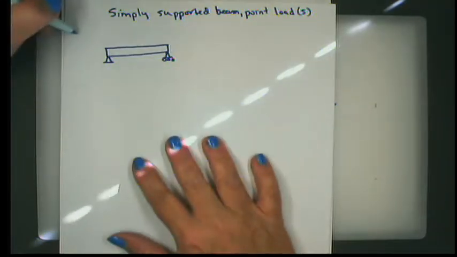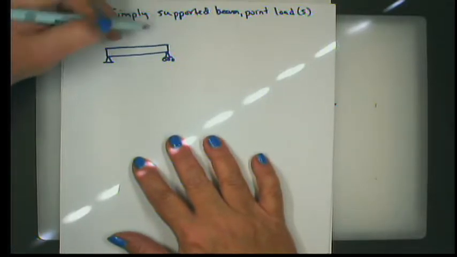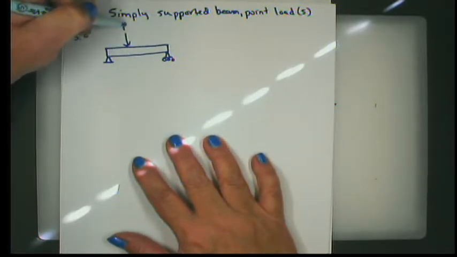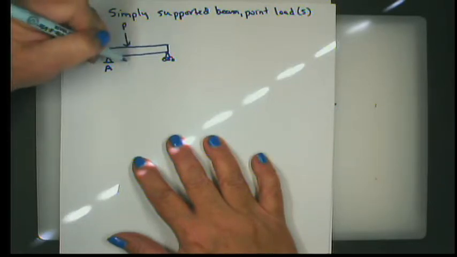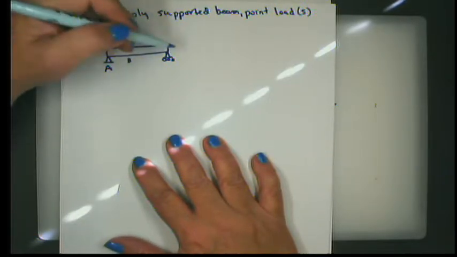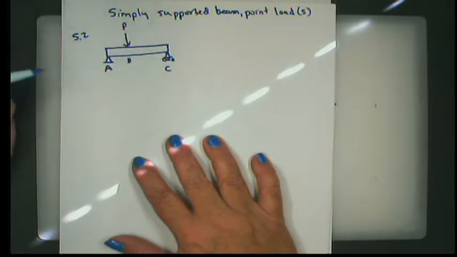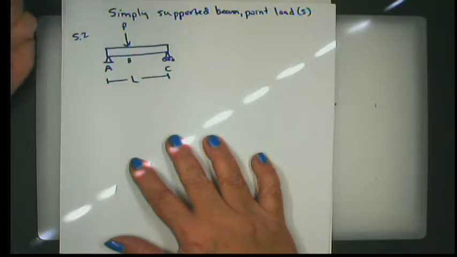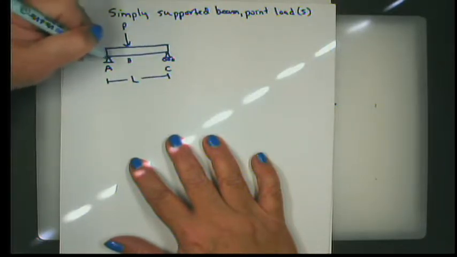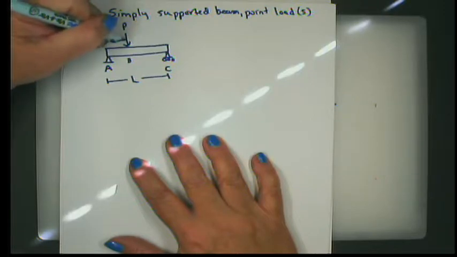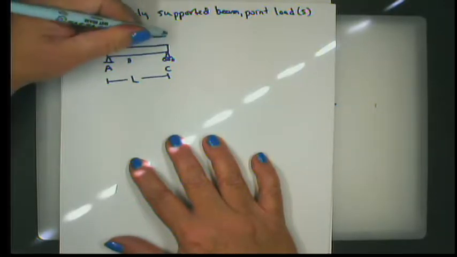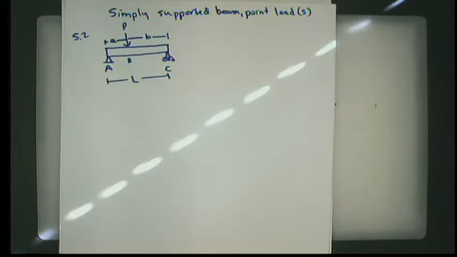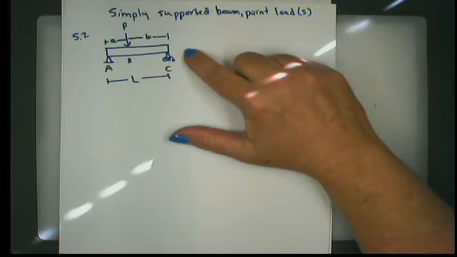Let's look at number 5.2. And we have a point load here. This is called point A. The place where the point load is applied is B, and the end point is C. The entire length of this beam is just given the variable L, and the distance from here to here is called small a, and the distance from here to here is called small b. All right, so they ask us to draw a shear bending moment diagram.